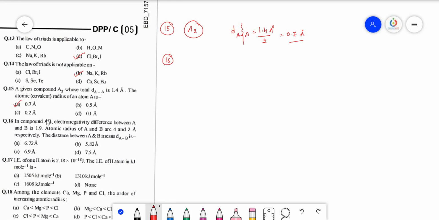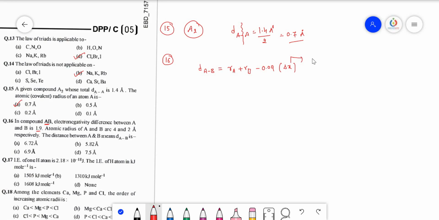Let's try to solve question number 16. In compound AB, the electronegativity difference between A and B is 1.9. The atomic radii of A and B are 4 and 2 angstroms respectively. The distance between A and B, meaning DAB, is. They have given the different values, and the molecule is formed between two elements of different electronegativity. In such cases, the formula for the distance between the two atoms in a molecule formed by different electronegative elements is: radius of A atom plus radius of B atom minus 0.09 times delta x.